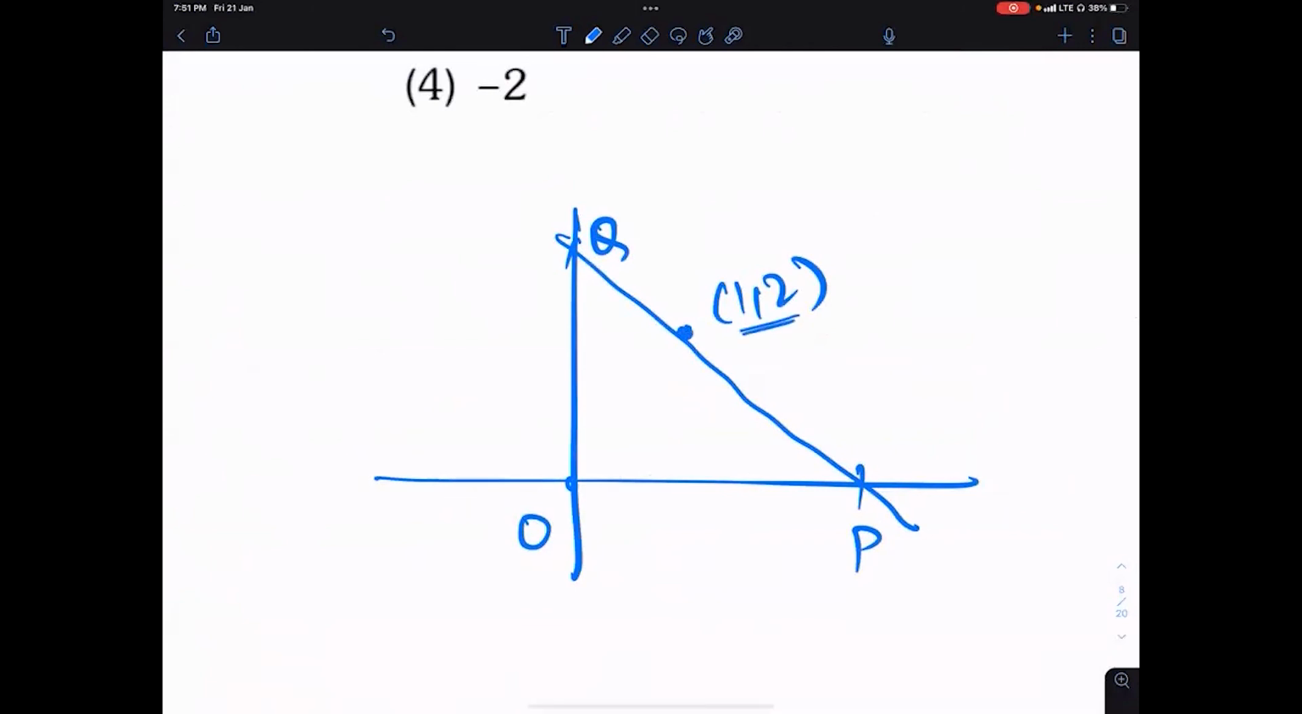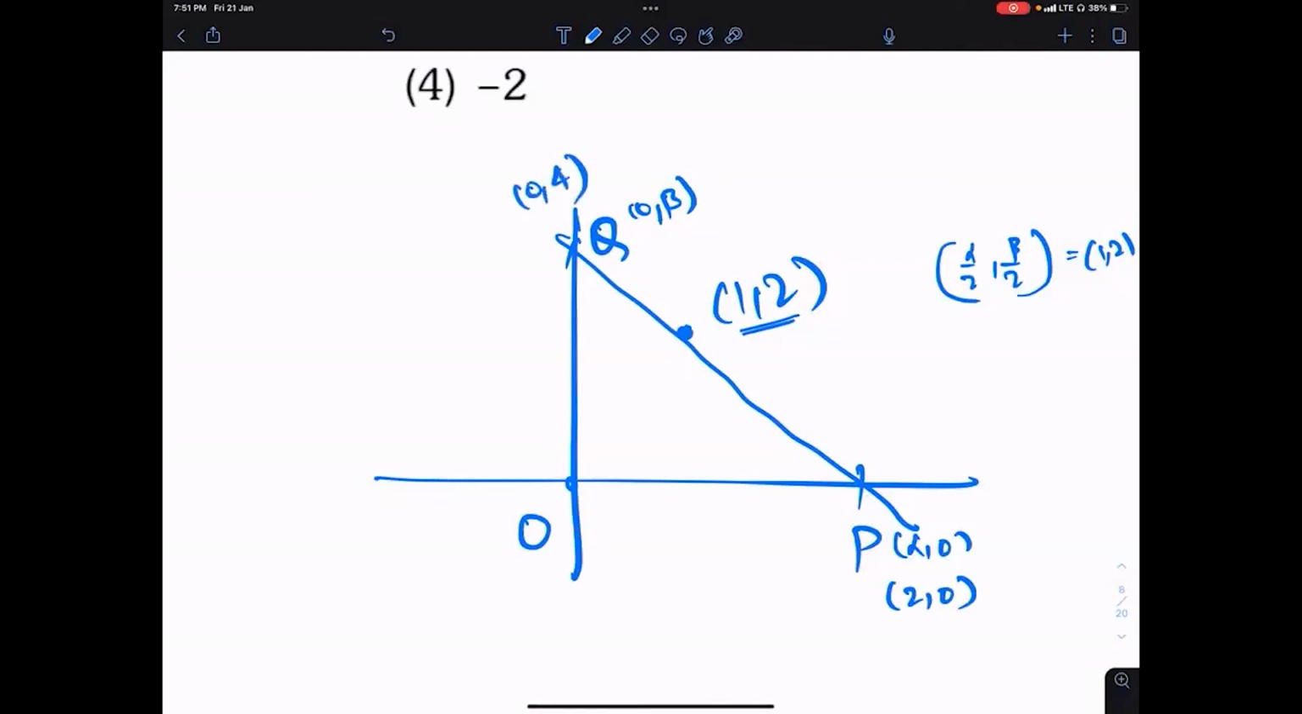Since (1, 2) must be the midpoint, let's say this is (alpha, 0) and this is (0, beta). What is the midpoint of PQ? Alpha by 2, beta by 2. But it must be the same as (1, 2). So alpha is 2, and beta must be 4. So what will be the slope of PQ? Directly you can write: y2 minus y1, 4 minus 0, by 0 minus 2.